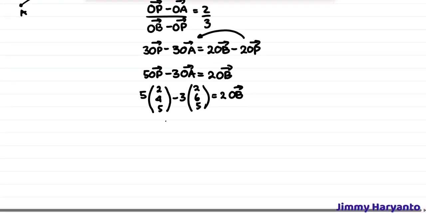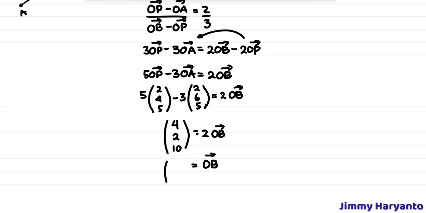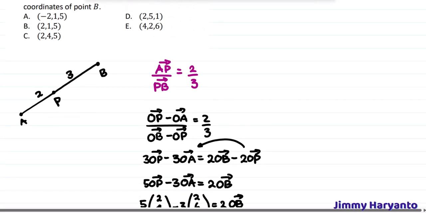And then you only have to calculate it. 10 minus 6 equals 4. And then 20 minus 18 equals 2. This one is 25 minus 15 equals 10, equals 2 times OB. That means OB is (2, 1, 5). (2, 1, 5). This is B.